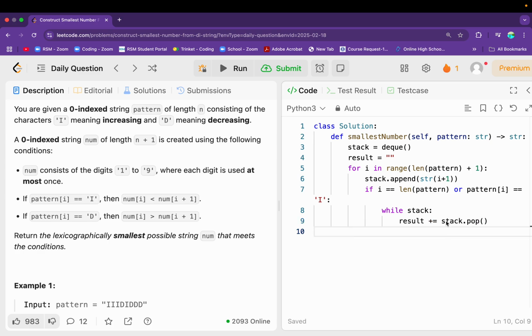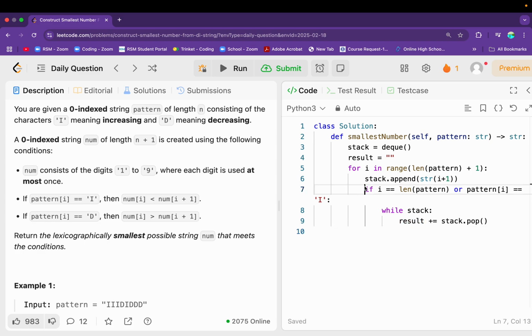Now, you may be a little confused about why we're doing plus equals. We're not adding an integer value to the result, right? The result is a string, and since in Python there isn't really a dot append or dot add method for strings, plus equals is the way to simulate appending to the string. We pop the topmost element from the stack and append that value to the resulting string.